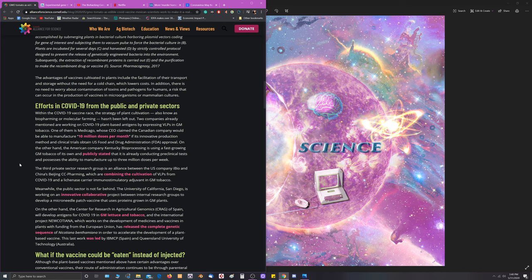On the other hand, the Center for Research in Agricultural Genomics of Spain will develop antigens for COVID-19 in GM lettuce and tobacco, and the international project NewCatiana, which works on the development of medicines and vaccines in plants with funding from the European Union, has released the complete genetic sequence of Nicotiana benthamiana in order to accelerate the development of the plant-based vaccine. This last work was led by IBMCP Spain and Queensland University of Technology Australia.